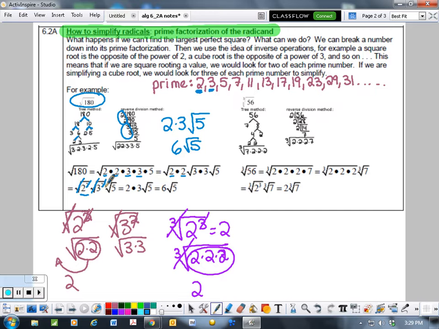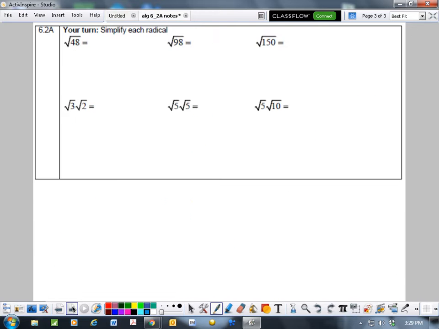So these are pre-worked out for us. Let's see what it looks like on our part. So again, it's up to you to use a tree or reverse division. I like reverse division because it just looks nicer.